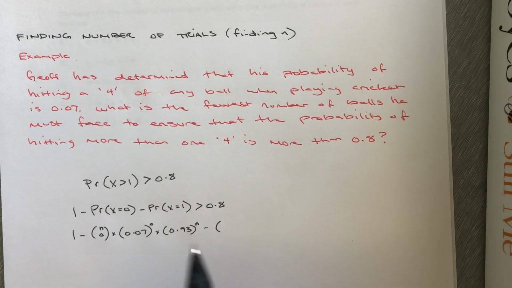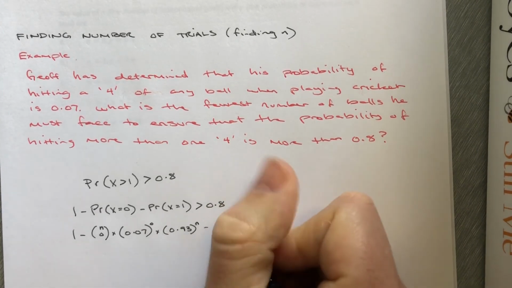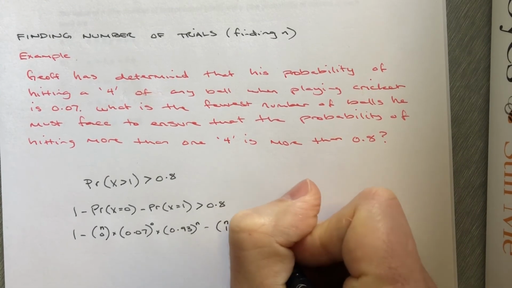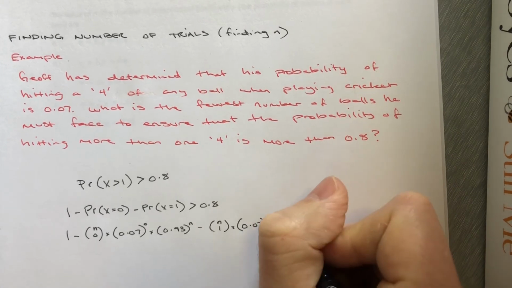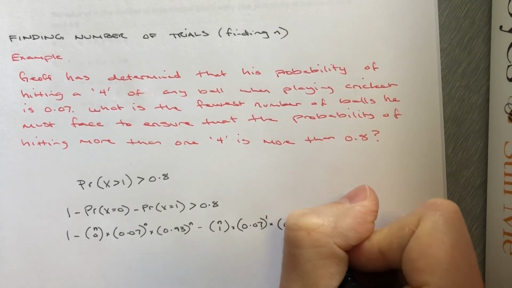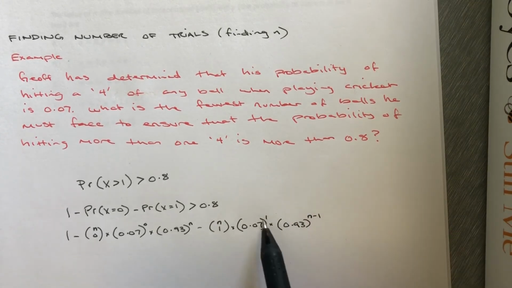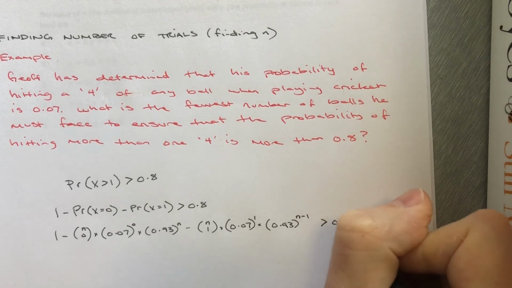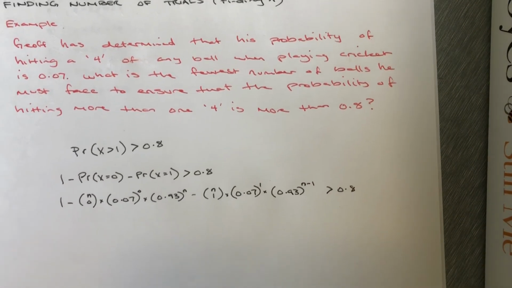The probability of 1 success, we don't know how many trials we're doing, so n. We want 1 success. Probability of success is 0.07. We're having 1 of them. Probability of failure is 0.93. We're having n minus 1 of them because 1's already been used there. And that is greater than 0.8. So I've got a reasonable length sum here.